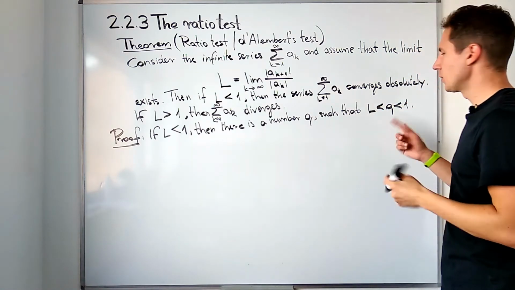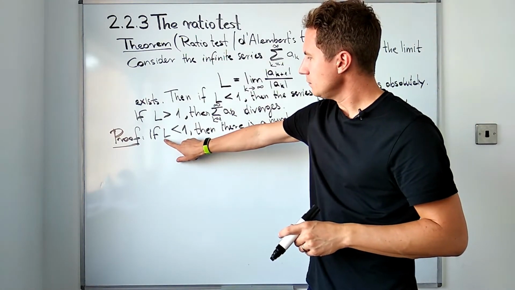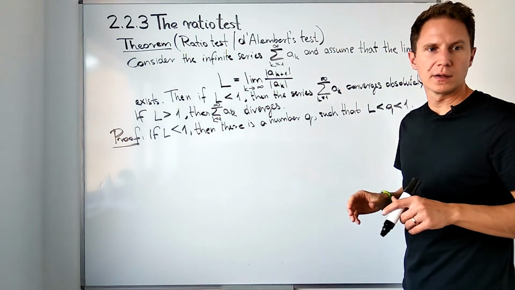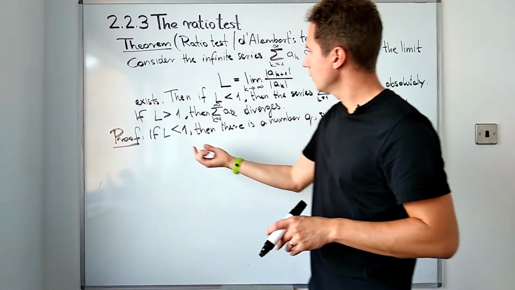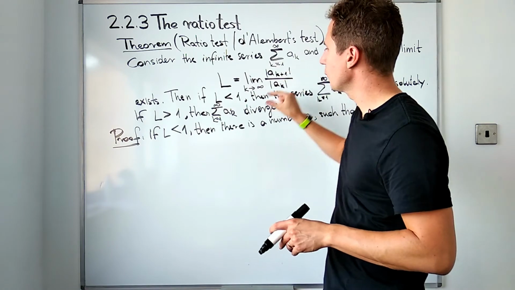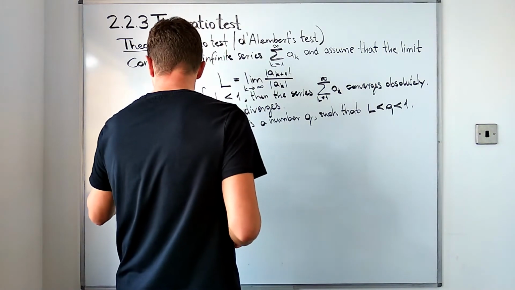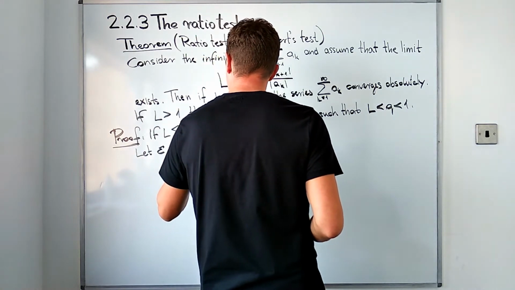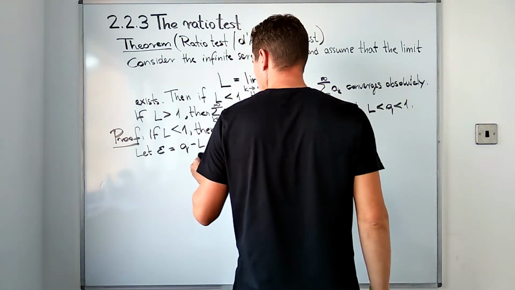Okay, so there's a number between L and 1, and what we can do now is, if L is the limit of these ratios, then there must come a point in this sequence when it gets closer to L, this limit of this sequence of ratios, than any previously fixed epsilon. And what we'll do is let epsilon be a positive number that is the difference between Q and L. So the distance between Q and L is our epsilon that we have chosen.